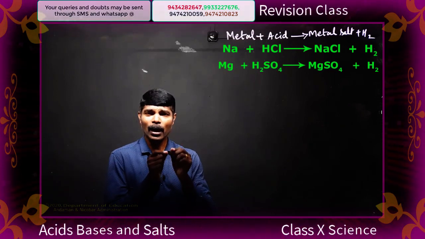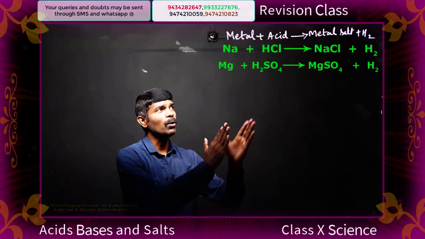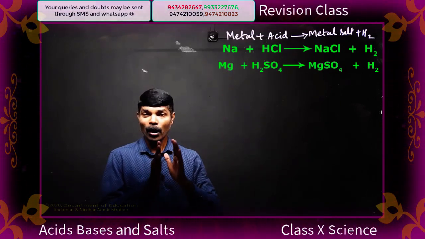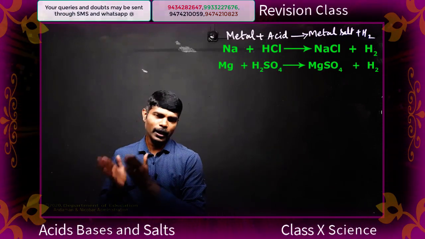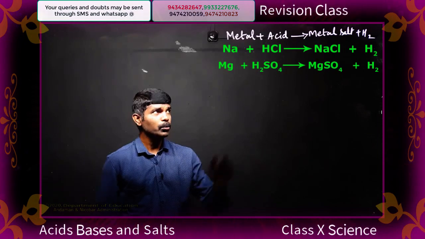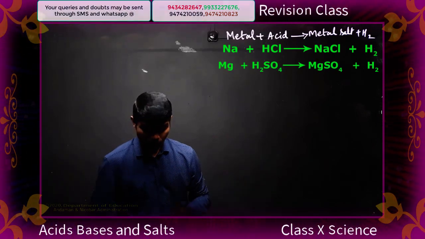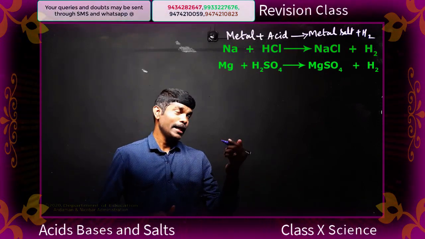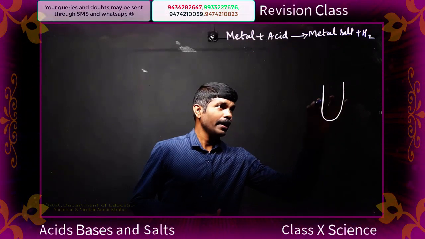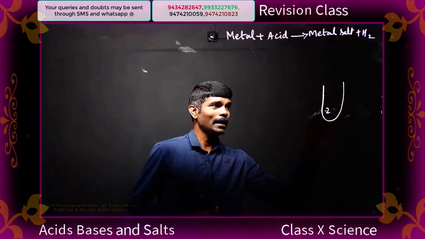And here particularly one type of question is asked in the CBSE examination: how can we prove the evolution of hydrogen gas in this chemical equation? A separate proof is there, and it is there in your textbook also. In order to prove this, we bring a burning matchstick near the test tube where the chemical reaction is taking place. Suppose this is the test tube where the chemical reaction is taking place. Let us take an example of zinc. Here we are taking zinc.